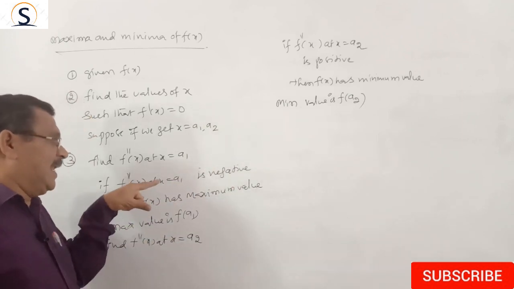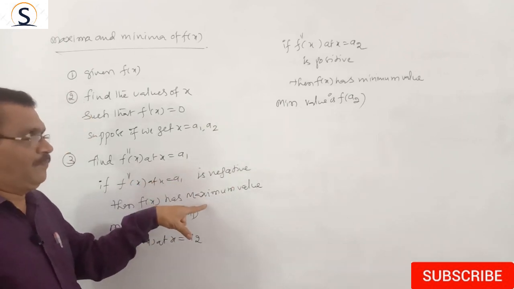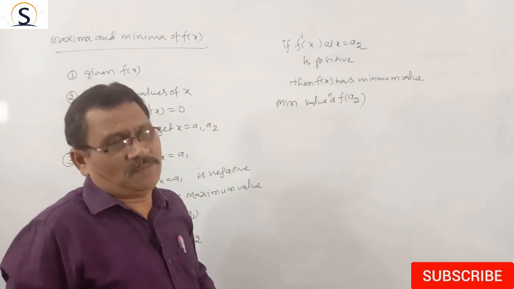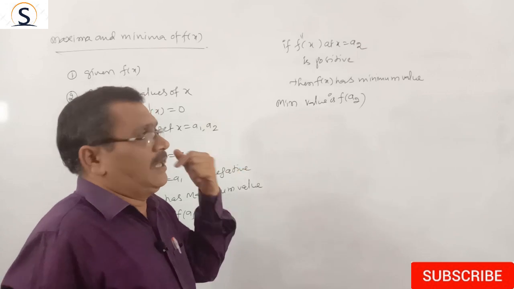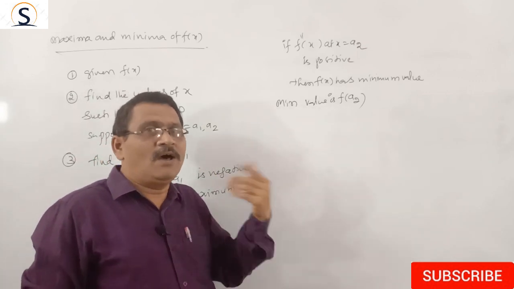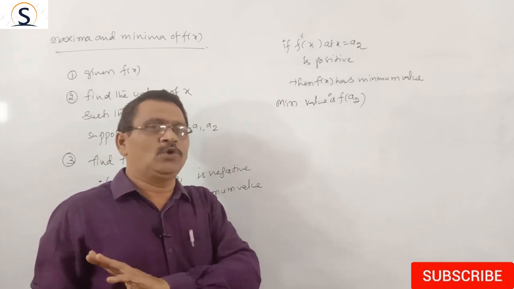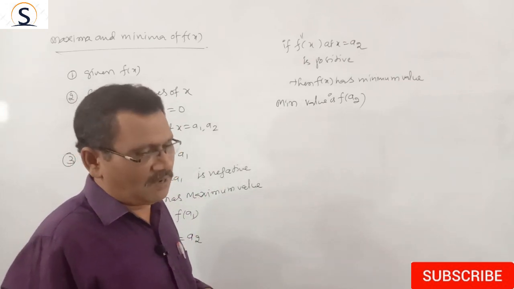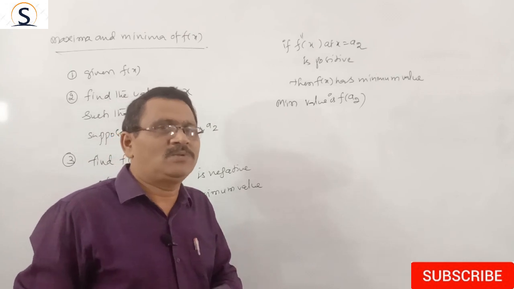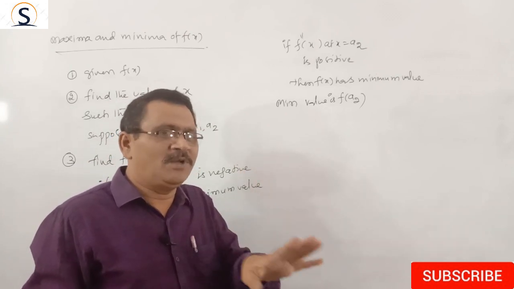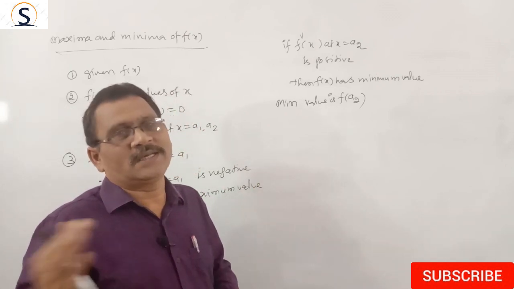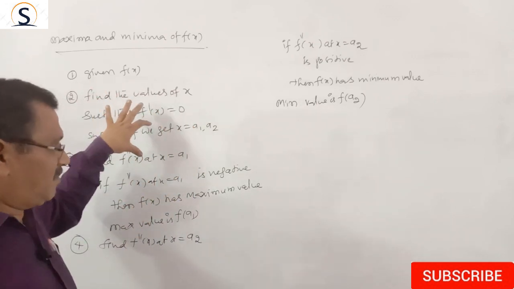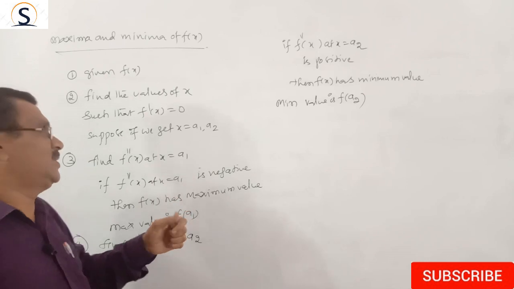Observe here, when it is negative you get a maximum, and when it is positive you have a minimum value. Sometimes it is neither greater than 0 nor less than 0, it is equal to 0. In that case, it is neither maxima nor minima, but we will have problems only finding maxima or minima, so we are not discussing such points. Okay, so this is maximum, minimum. This is the working procedure.